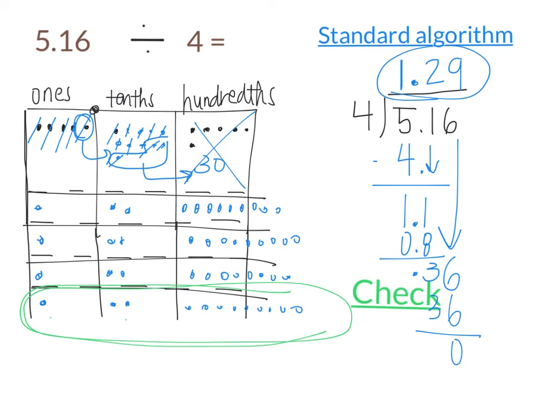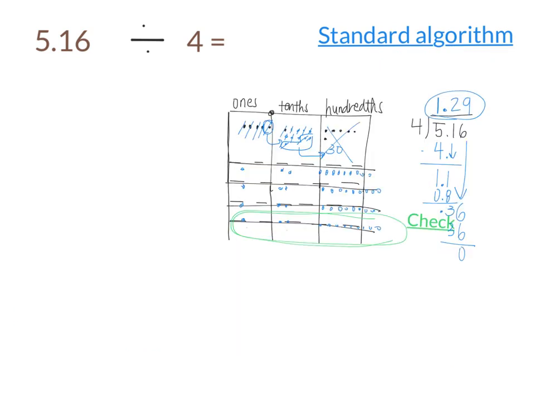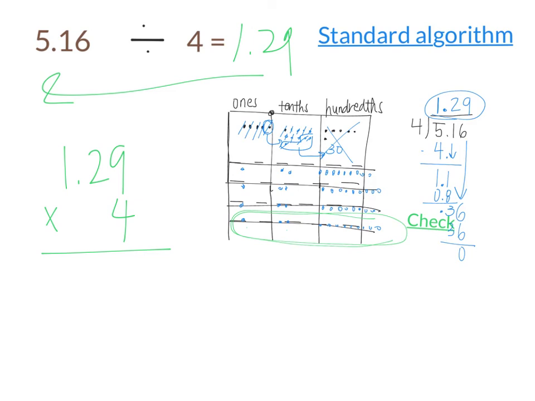Now, how can I check my work to see if I did this correctly? I need to multiply. To check, I need to multiply the quotient. What was the quotient? Okay. By the divisor. Remember, because I'm going backwards. So what's the divisor? 4. And the answer should be, if I'm correct, what? 5.16.